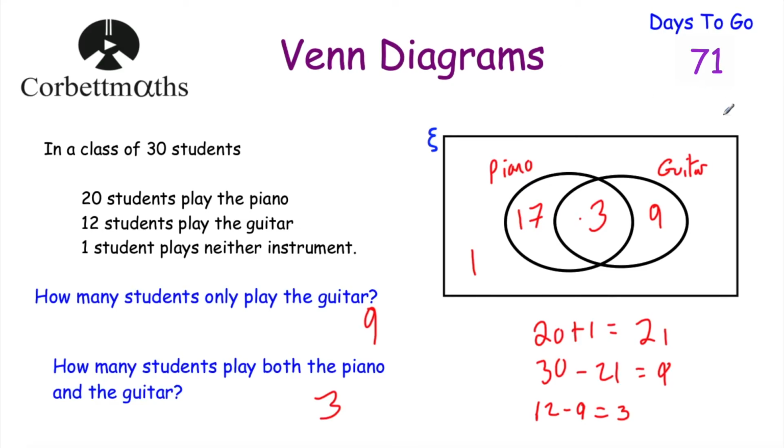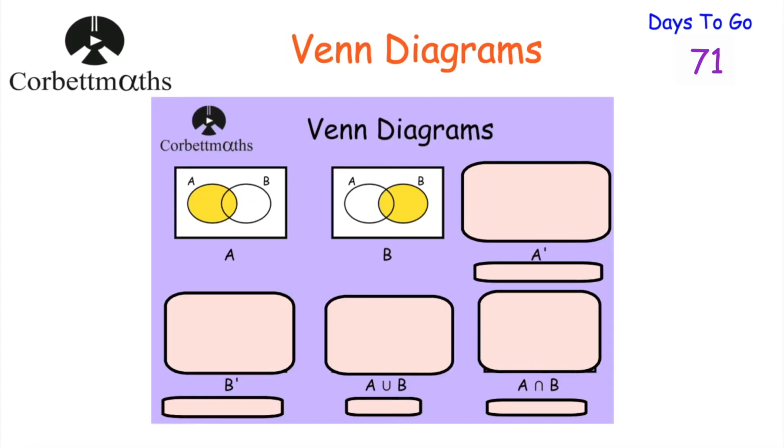Now let's have a look at some of the notation that you may encounter whenever you're dealing with Venn diagrams. Before we carry on, there's a symbol here. This is the symbol xi, and xi stands for the universal set. So it stands for all the information that you're looking at in a particular question. Okay, now let's have a look at the Corbettmaths revision card.